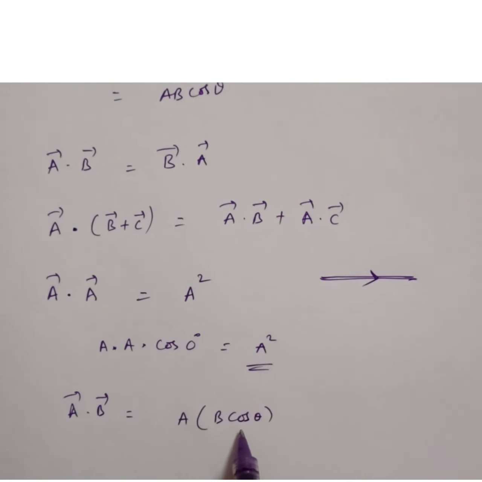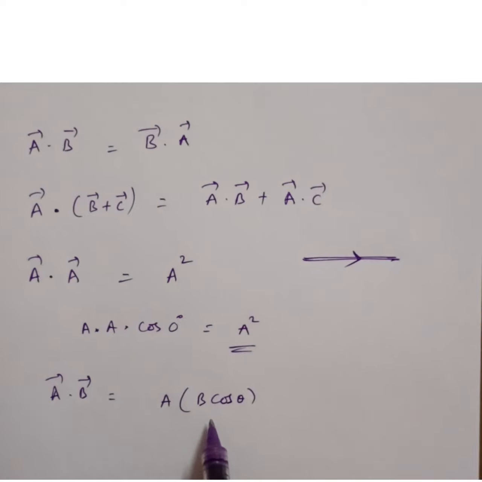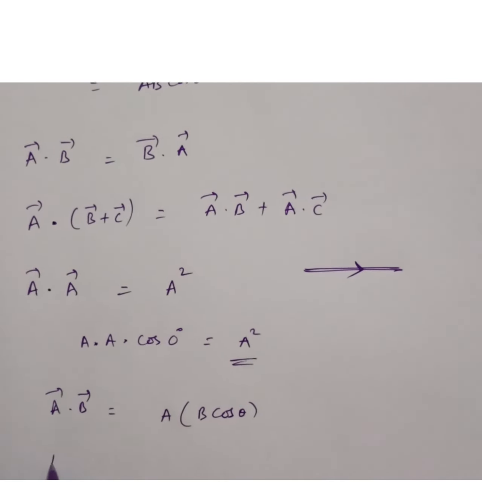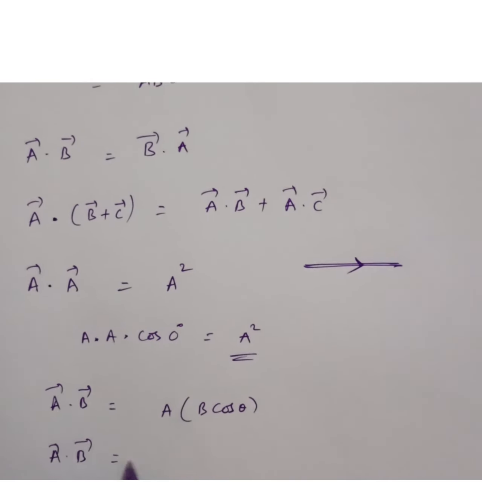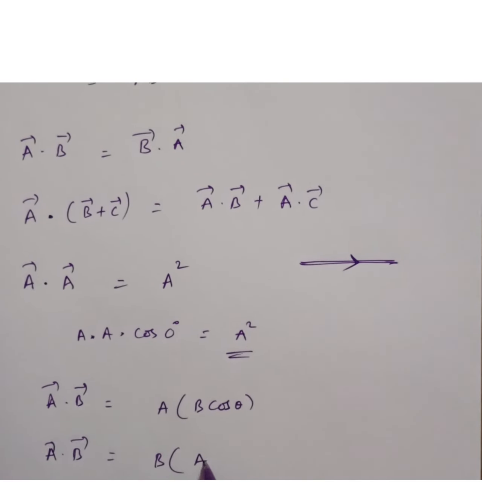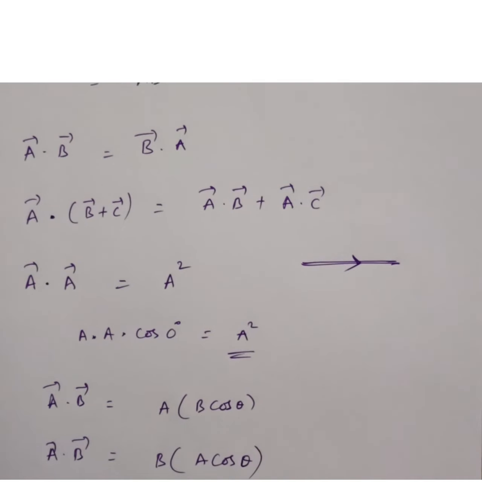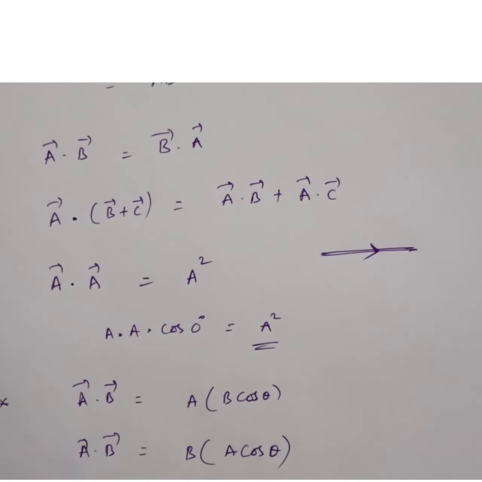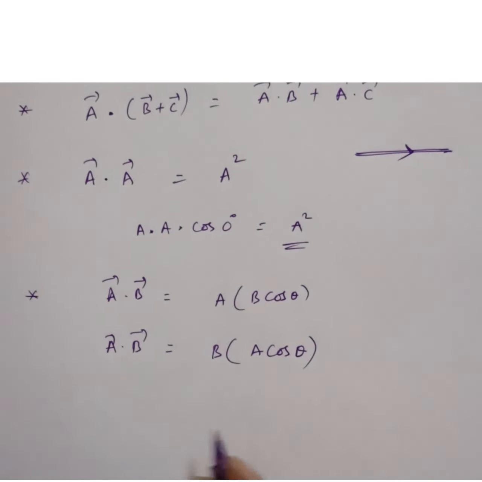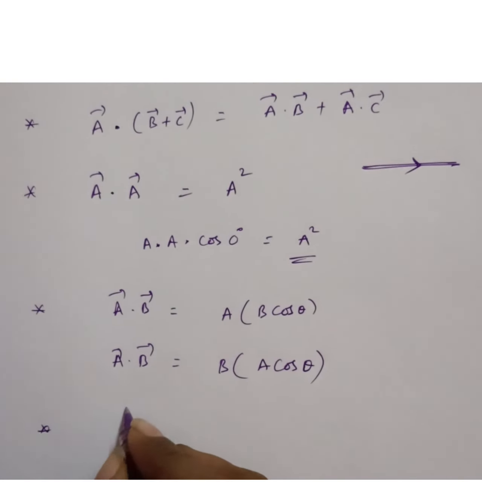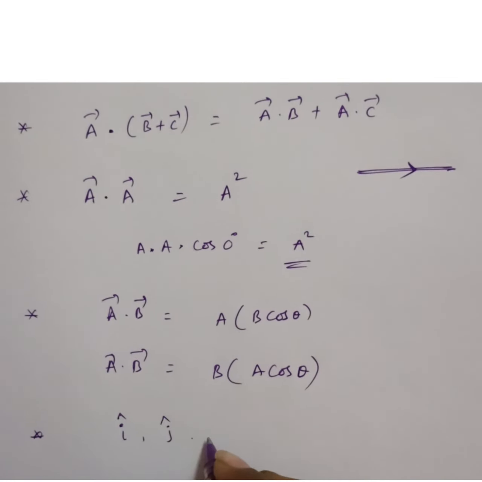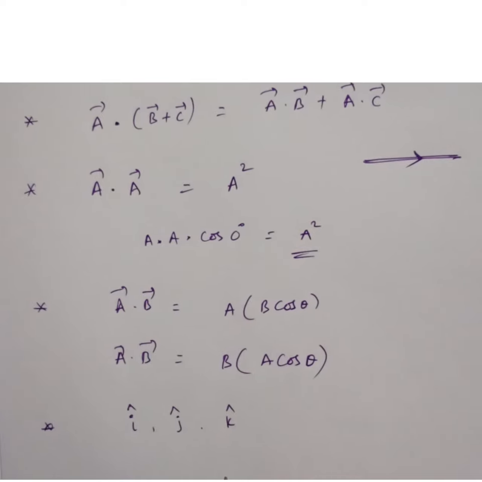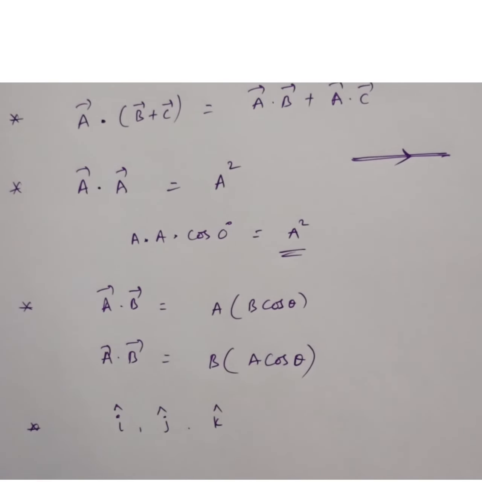Now we have already seen A bar dot B bar equals, from the previous case, A into B cos theta, A into the component of B along A. A bar dot B bar we can also write as B into the component of A along B, both are the same. Now we know unit vectors I, J, K are unit vectors along the x-axis, y-axis and z-axis.